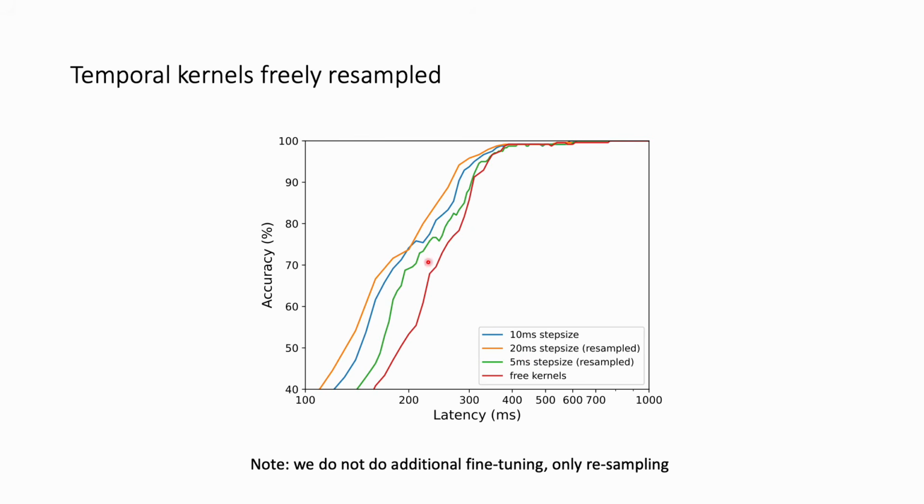So you see, no matter what step size you use, the temporal kernels basically overlap, or they're very close. One thing to note here is that we do not do any additional fine-tuning after resampling. We only do the resampling analytically, let's say via a different integration window. This is pretty cool, because it implies that once you train a Pleiades network for a given sampling rate, you can just resample it on the fly during inference without any fine-tuning cost.